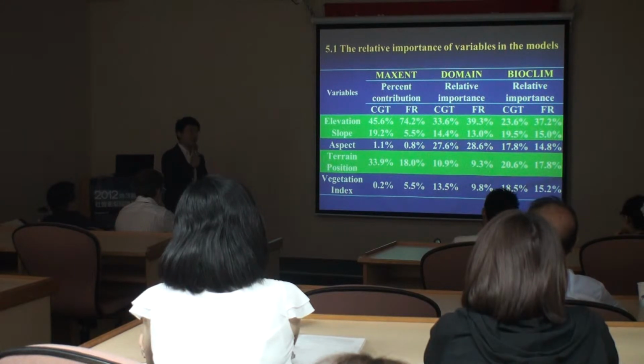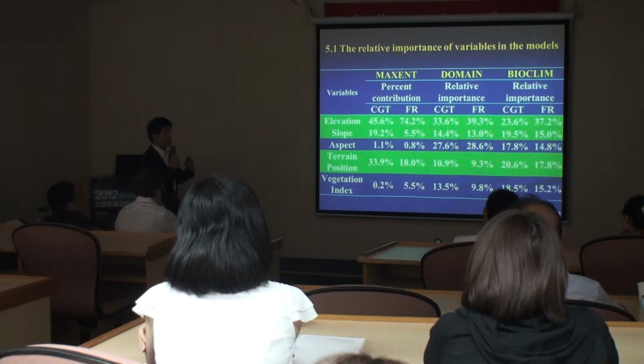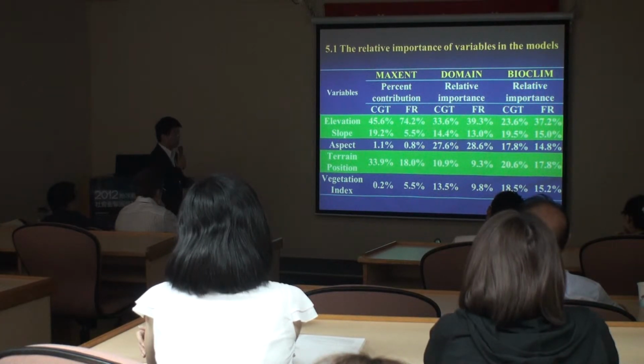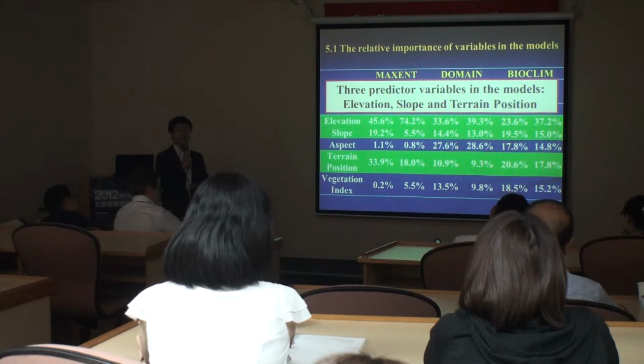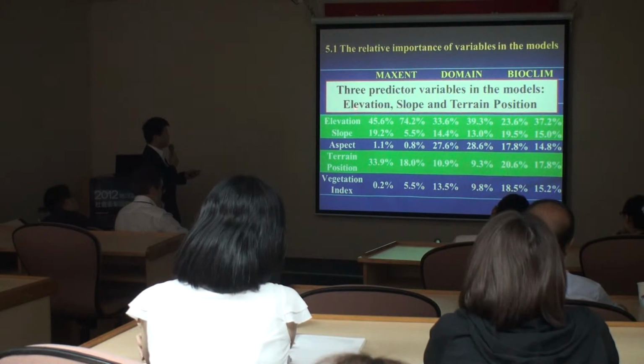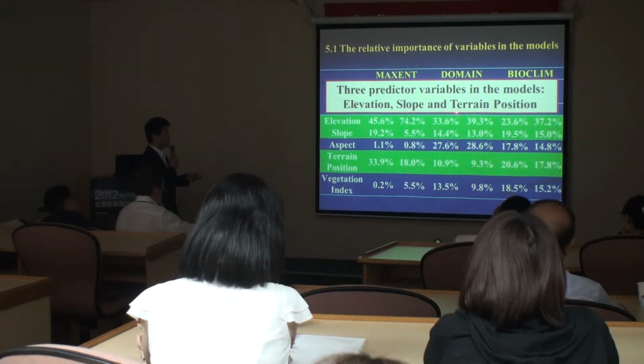Initially, please see that table to show you the variable selection. Of course, for both CGT and FR species, we looked at them all together to choose the 3 predictors that have the relatively highest importance. They chose the elevation, slope, and the terrain position, which were high. So we choose the 3 predictors to build our models.